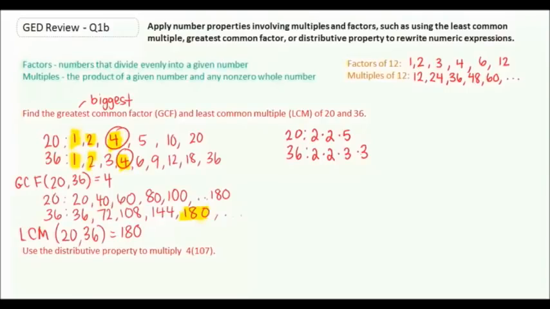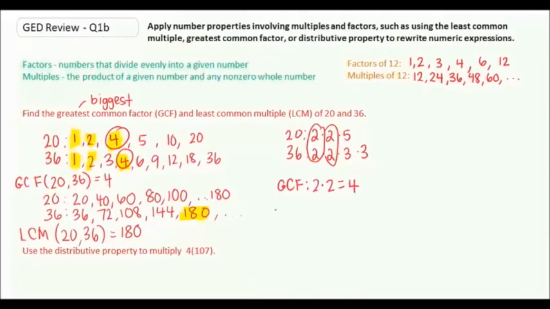For GCF, what we're going to do is find our common factors and circle them. So we have a pair of 2's and another pair of 2's. So we're going to build our GCF. We're going to take one number from each pair and write it down, and then we multiply them together. So our GCF is 4, which we found before.